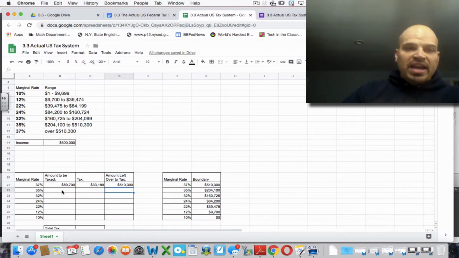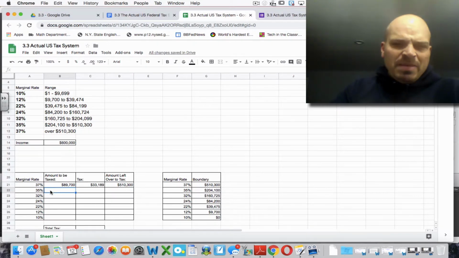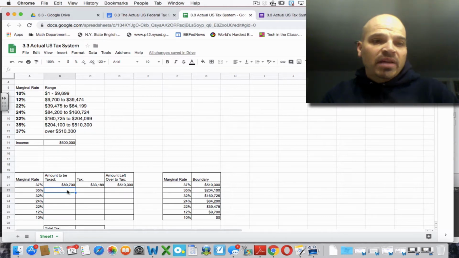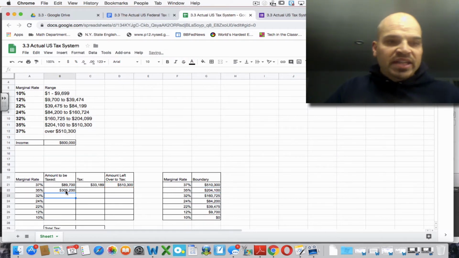All right, so now back to my next marginal rate, which would be 35%. And this is where it gets maybe a little tricky. The boundary for the 35% rate is $204,100. Well, the question is how much money should be taxed in this bracket? Normally you'd say, maybe I would subtract $600,000 minus the $204,000. But we have to remember, we already taxed $89,000 of this. So rather than go back to the original income, we can go to the amount left over to tax, which is $510,300, and subtract out the $204,100 of the boundary, and I get $306,200 to tax in that bracket.